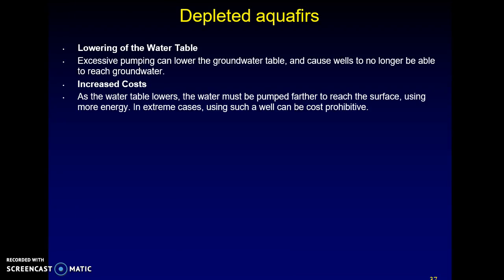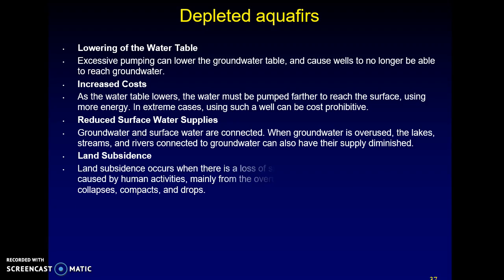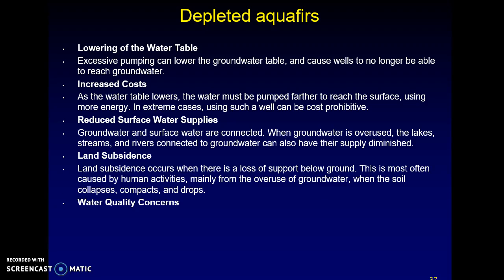So here are a couple of things, according to the UN, that are the problem with depleted aquifers. One is obviously the lowering of the water table itself. Some of these are pretty self-explanatory: lowering of the water table, increased cost of the water itself, which becomes extremely prohibitive, and reducing the surface water supply.